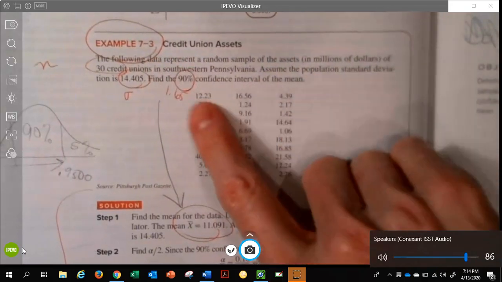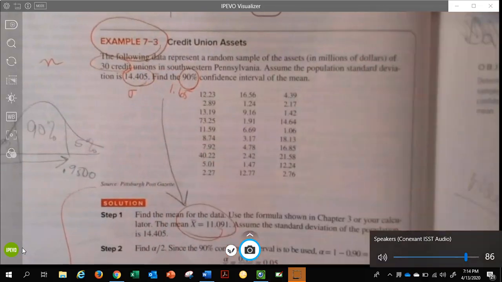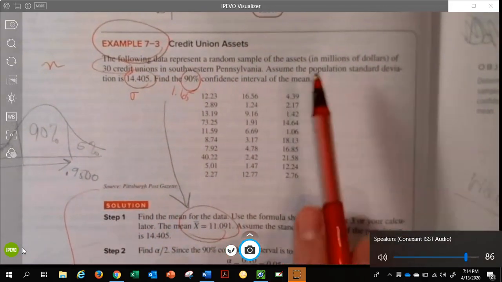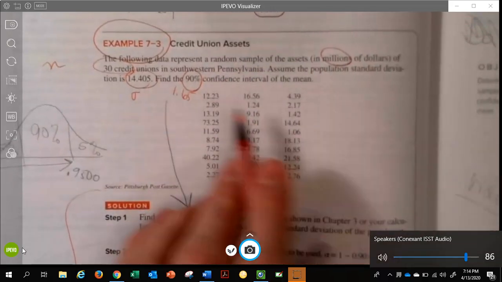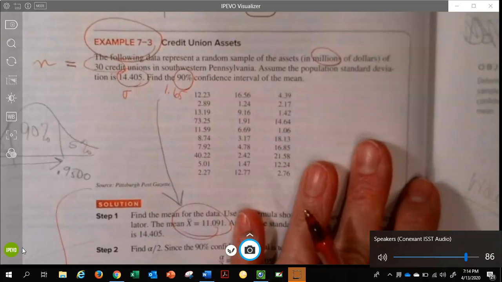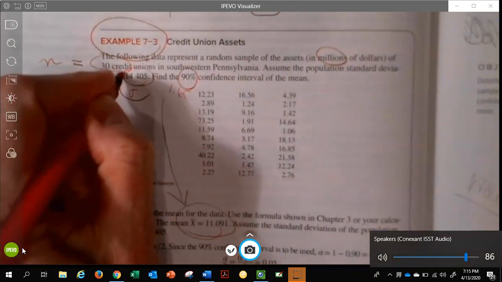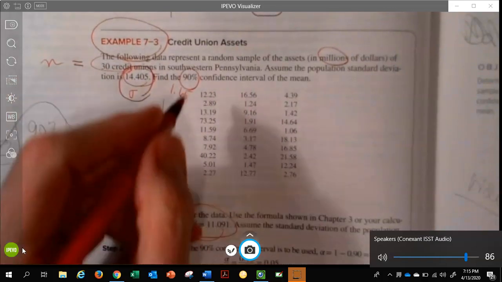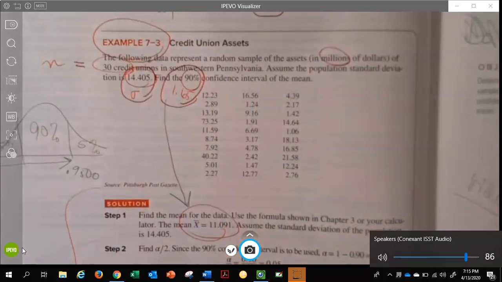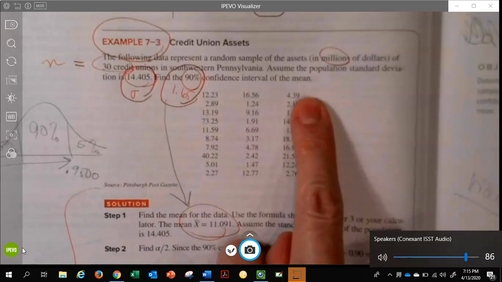On the 7.3, again, they have the following data. I should just read it. Represents a random sample of the assets in millions of dollars. This is important: millions of dollars of 30, oops, there's my n, credit unions in southwestern Pennsylvania. Assume the population standard deviation. Sweet, they gave it to us. Then find the, and I'm going to play with this one for just a second just to help us remember what we did in 7.1, confidence interval of the mean.